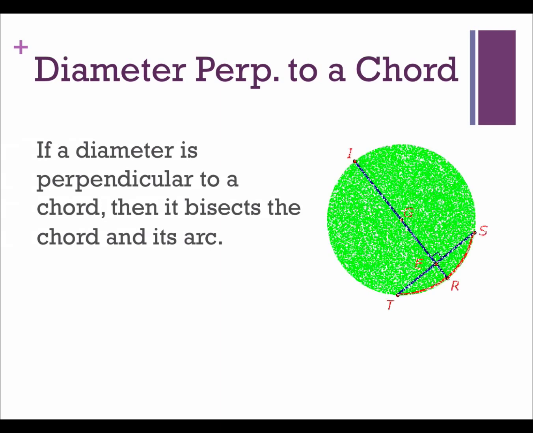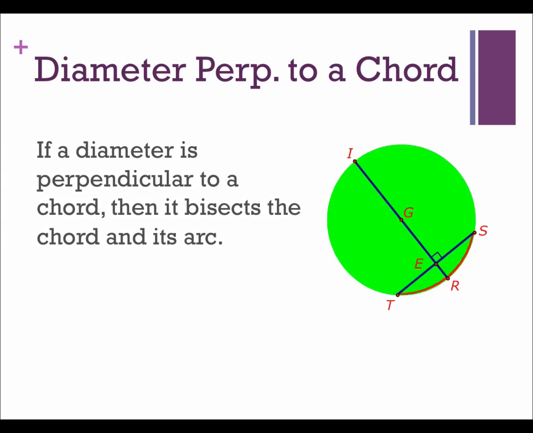Now what we're going to do is take an arc and a chord and draw a radius through it, or a diameter. The theorem says diameter, but we can use a radius. This one says that if it forms a right angle with the chord, then it's going to bisect the chord and the arc. In other words, ET is congruent to ES, and the arc TR is congruent to the arc RS.